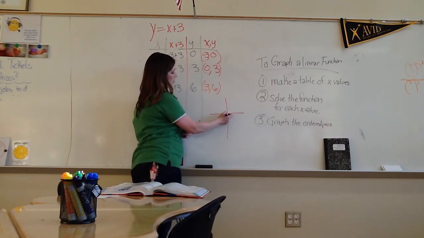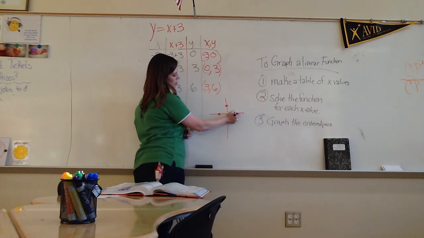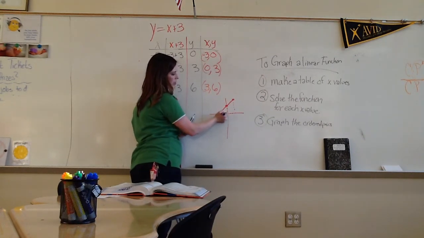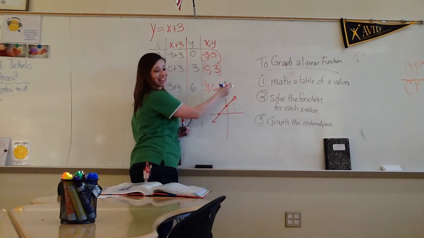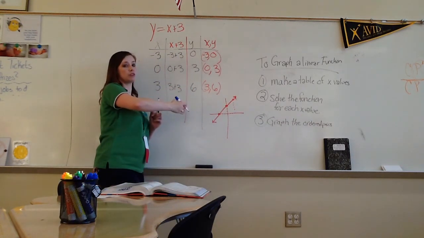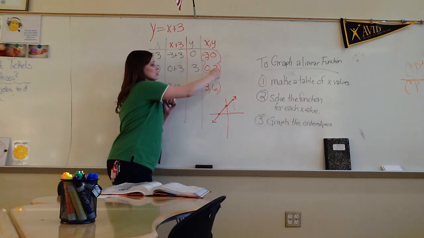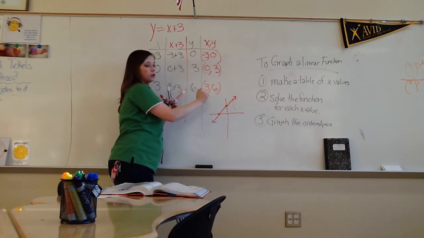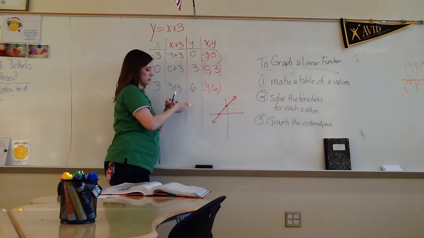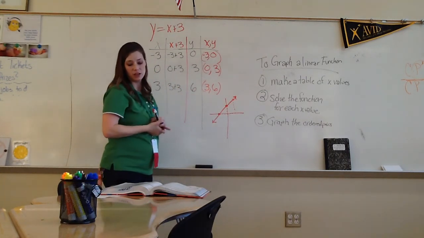So this is -3, 0, so 1, 2, 3. And then we have 0, 3, 1, 2, 3. And then 3, 6, 1, 2, 3, 1, 2, 3, 4, 5, 6. Then you connect your dots. Always put arrows on the end of your line because they extend, because we didn't solve our problem for every answer. Remember, x goes across, y goes up and down. You've got to go across before you can go up and down. All right? And that's how you graph. Good luck.